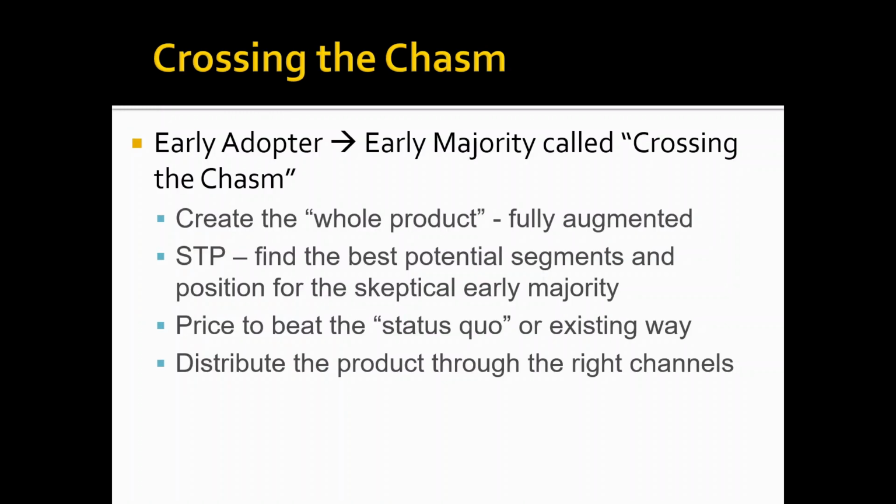So his advice for crossing the chasm is pretty simple. First of all, build a whole product. That means have all the features, all the augmented benefits. You can think about MP3 players. There were 5 or 6 different companies in that market. It was still an introduction stage, probably hadn't really hit growth. Probably wasn't going to until Apple came along with the iPod.